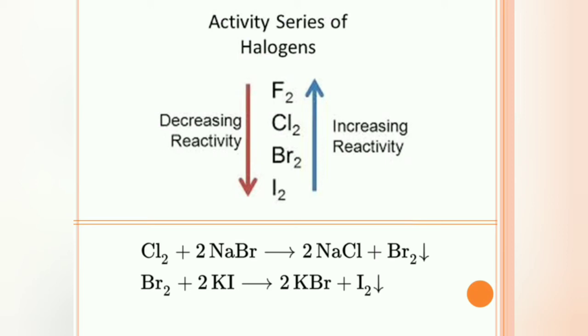Let's check two examples. Here in the first example, here chlorine displaces bromine from sodium bromide because chlorine is more reactive than bromine as it is placed above bromine in the activity series. And similarly you can explain the second example also.